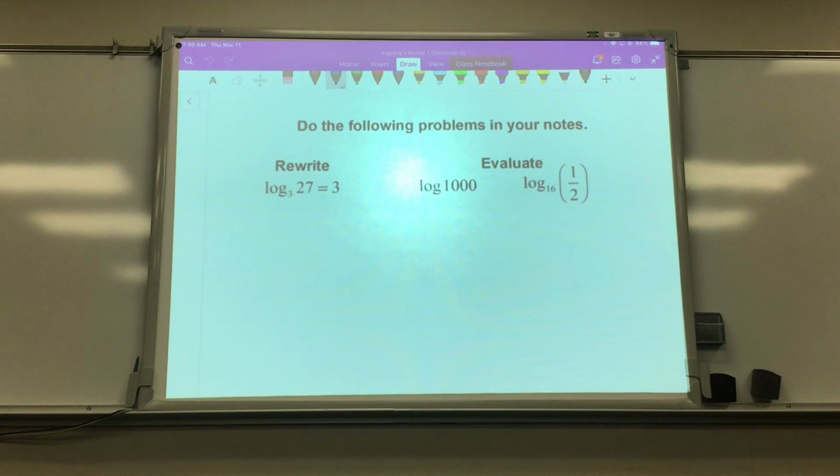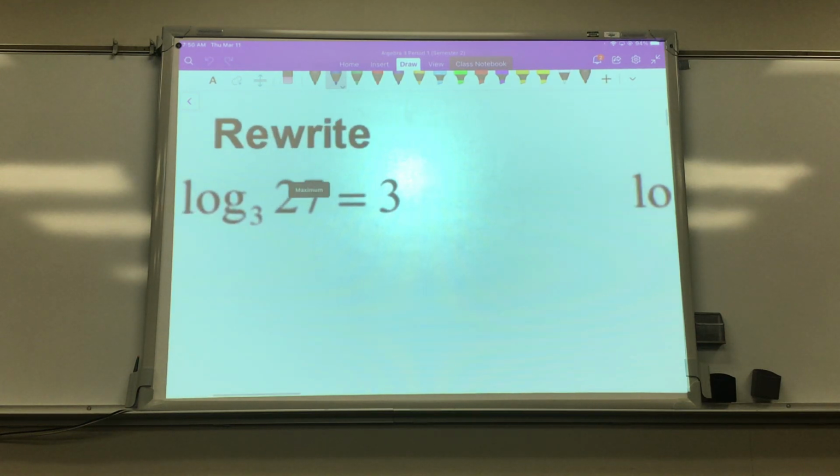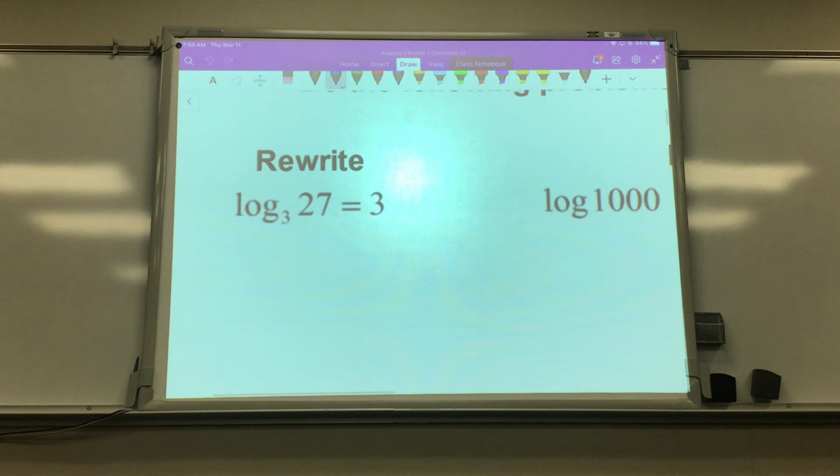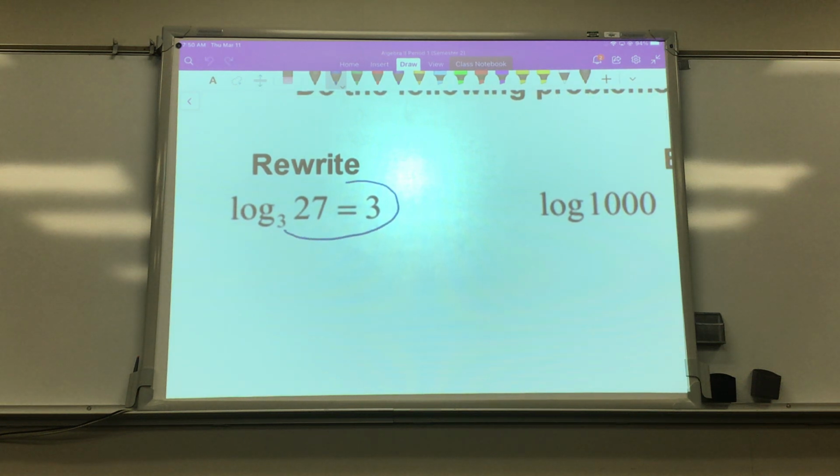Okay, so a little bit of review. When I rewrite this log, remember, do your loop. So if I rewrote that, what would that be?